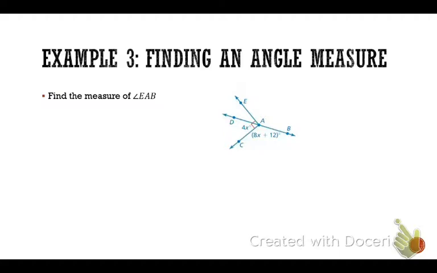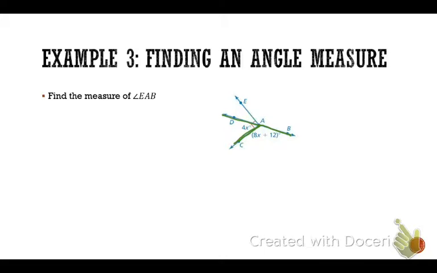What angles do you know? Somebody raise your hand and tell me. What angles are you given? Do you see the 4x right here? Which angle equals 4x? Angle DAC. Does everybody see that? DAC is 4x. What else do I know? CAB is what? 8x plus 12.